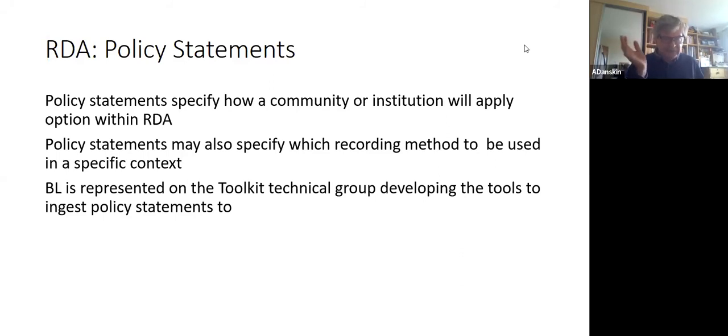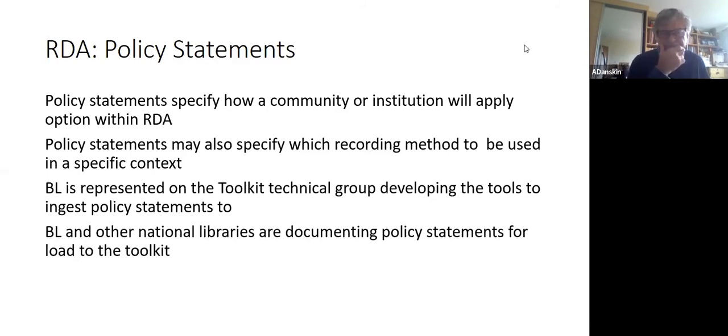The British Library is a member of the toolkit technical group that's developing tools to actually ingest policy statements into the toolkit. So the policy statements are quite complex because we have to align the policy statements in the toolkit with the text. And the process by which that's achieved is quite a technically complex process. But as I say, it's going ahead with different libraries working on their policy statements at the moment.